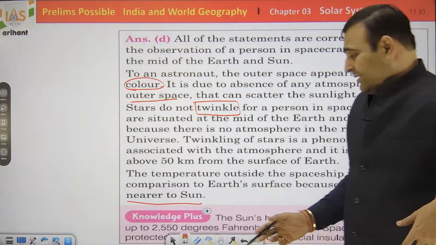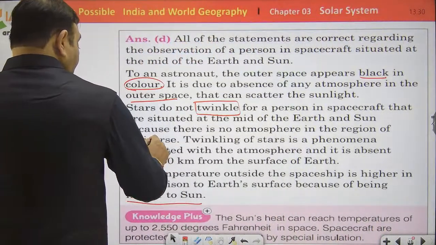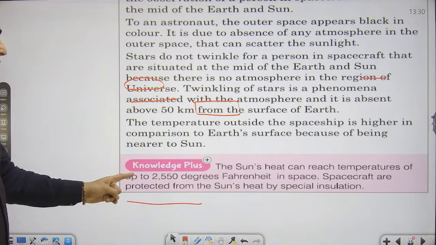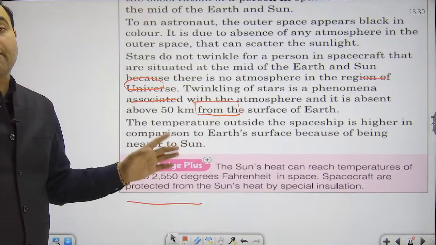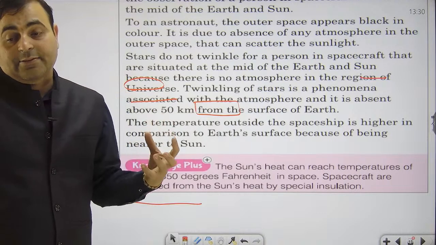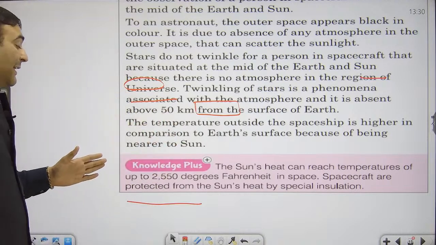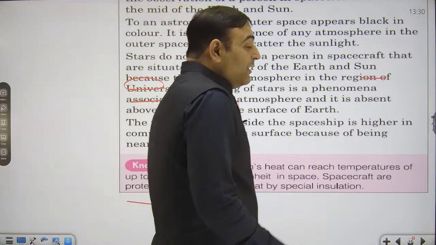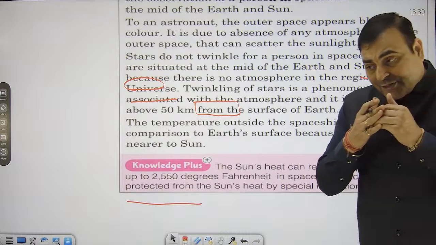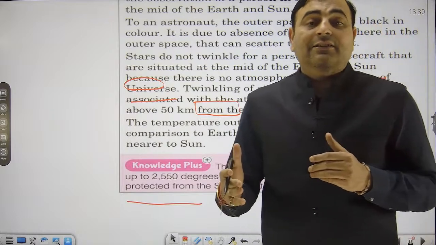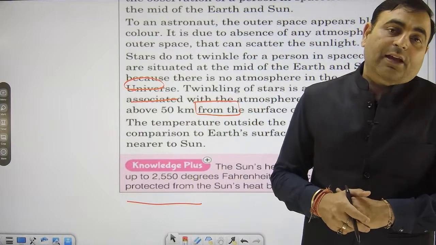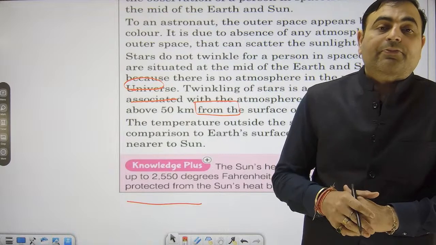Clear? The sun's heat can reach a temperature of up to 2550 degrees Fahrenheit. The inner temperature is approximately 6000 degrees Celsius. Spacecrafts are protected from the sun's heat by special insulation on them. The nearer to the sun, the higher the temperature. Am I clear, everyone? Is it clear?